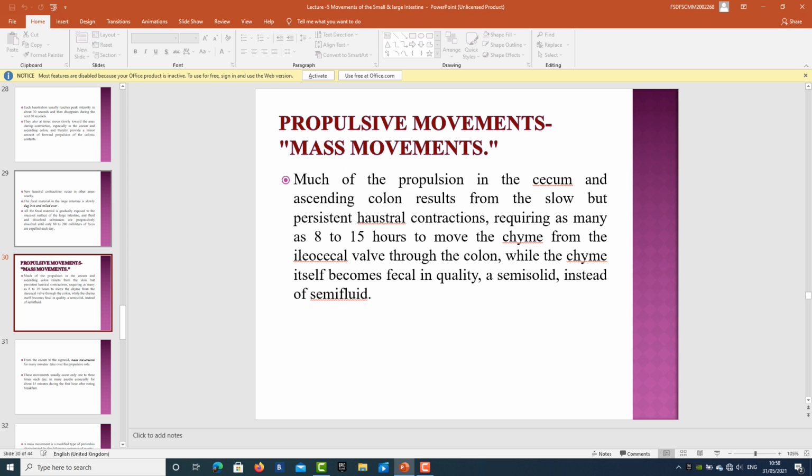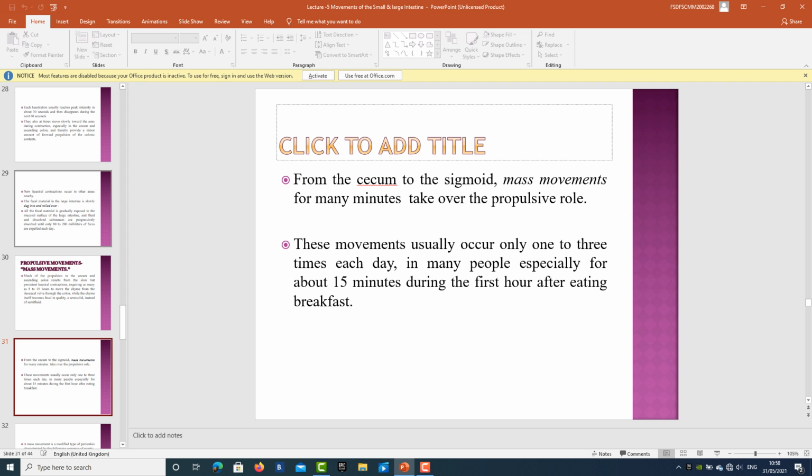Propulsive movements have been given the name of mass movements. Much of the propulsion in the cecum and ascending colon results from the slow but persistent haustral contractions, requiring as many as 8 to 15 hours to move the chyme from the ileocecal valve through the colon, while the chyme itself becomes fecal in quality, semi-solid instead of semi-fluid.